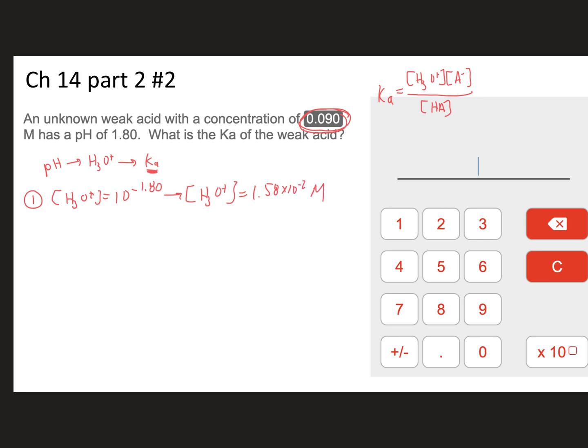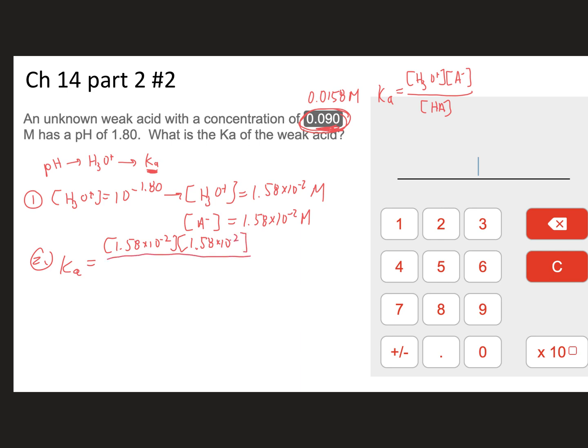And you can already see that's pretty close, that's on the order of our concentration of our acid to begin with. So here, this change is big relative to our initial concentration of the acid. This also happens to be the concentration of the conjugate base, because again, they're formed in the same 1-to-1 ratio. So now we can find our Ka. Ka equals 1.58 times 10 to the minus 2 times 1.58 times 10 to the minus 2.